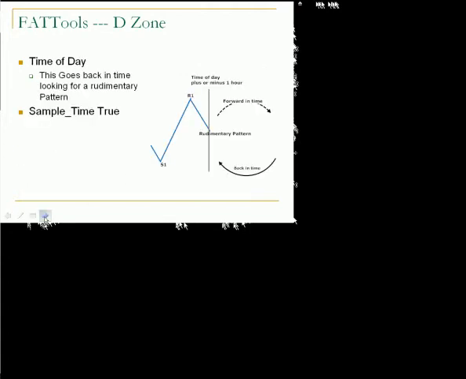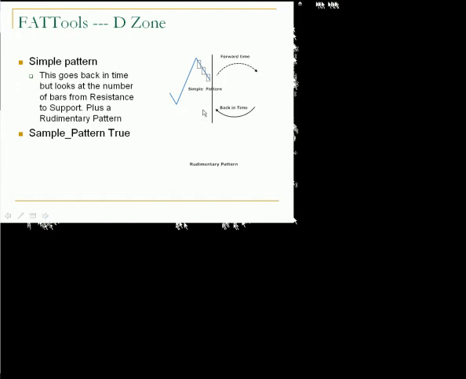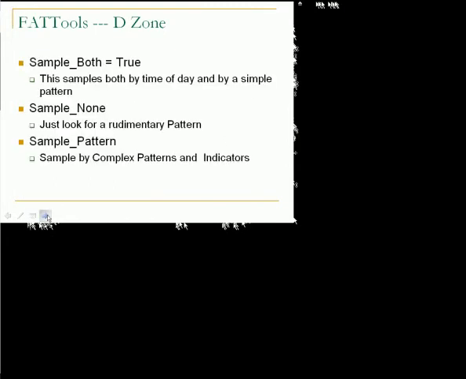Okay, so this goes back in time and looks at rudimentary patterns. So it says, look, what's a basic pattern? How far has it pulled back and retraced? Find that pattern and give me the probabilities. Next, we have a simple pattern. It's that rudimentary pattern plus 2 or 3 bars. Whatever bars are past support or resistance, give me the probability of that pattern. Okay, so a rudimentary pattern became a simple pattern.